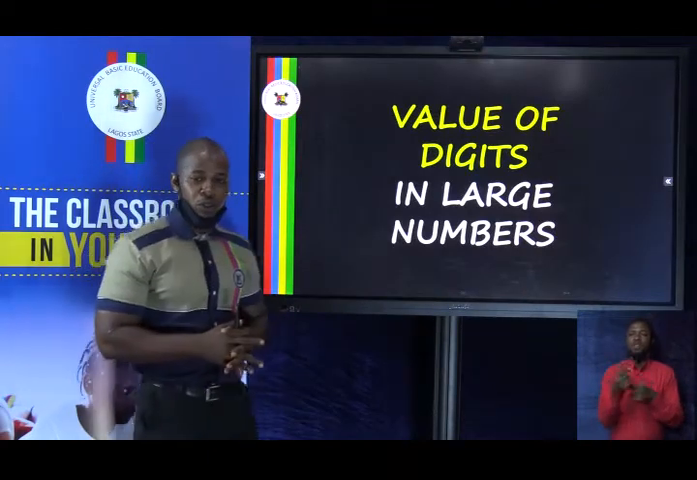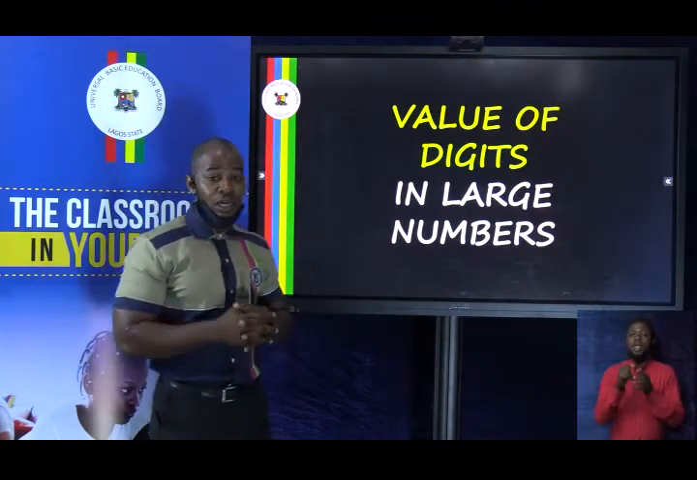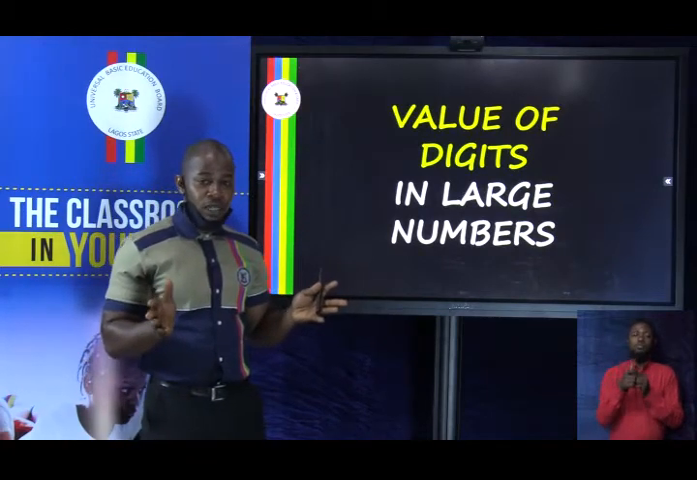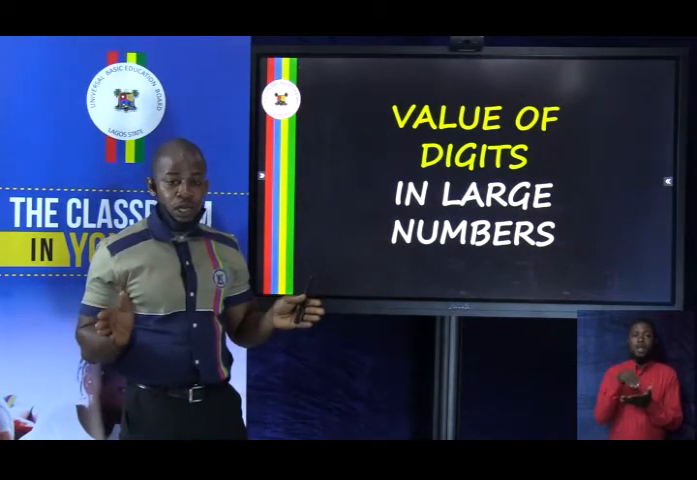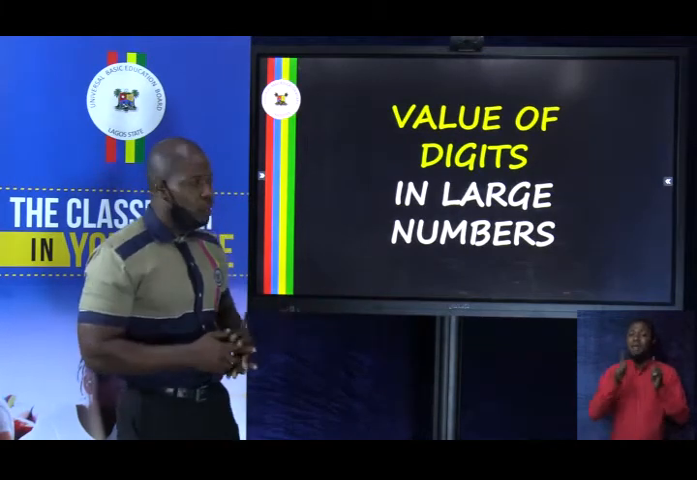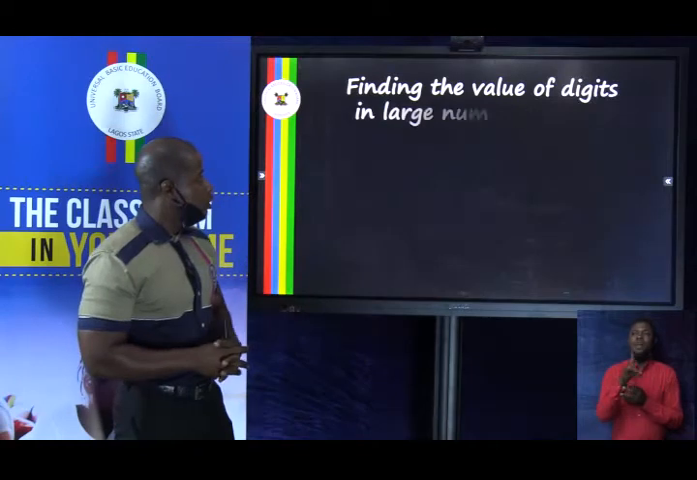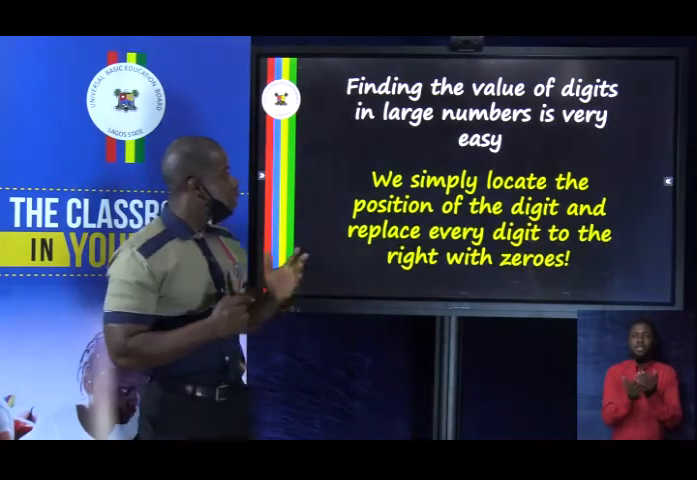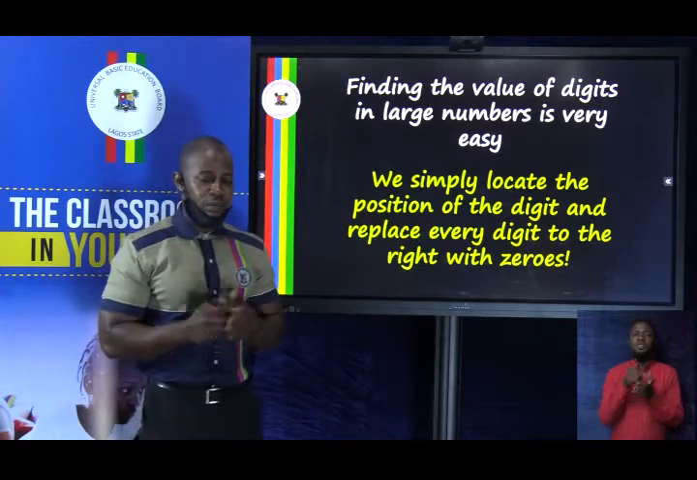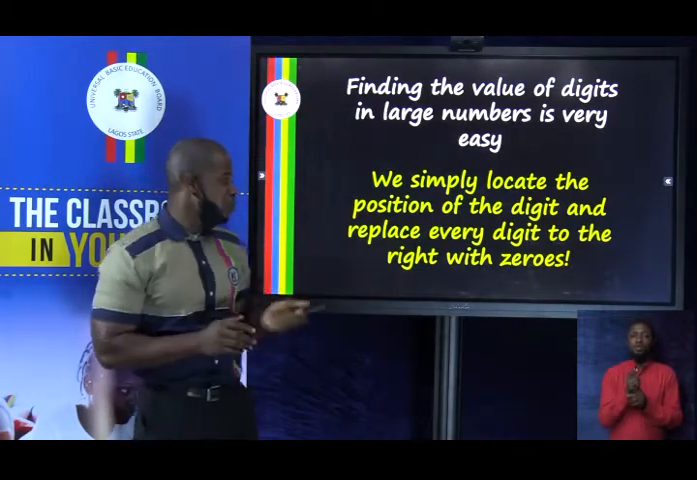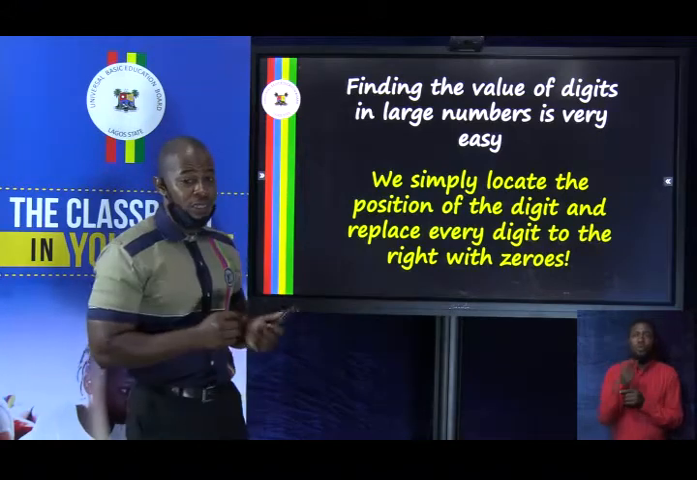So now we're going to move on to the value of digits in large numbers. Don't forget that we've taught large numbers in our previous lessons. We talked about thousands, and we talked about millions, and we talked about billions. Then we talked about the trillion. So these are what we call large numbers. Finding the value of digits in large numbers is very, very easy. This is one of the easiest aspects of math work that you will come across. So just follow me, and I'll show you how easy it can be.